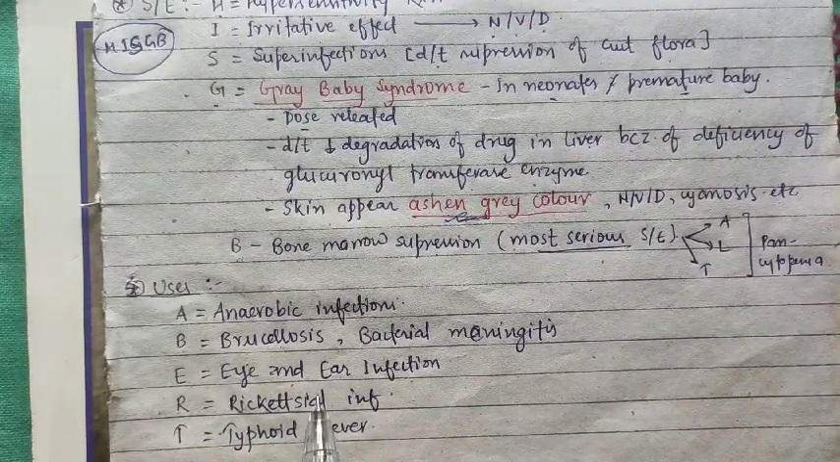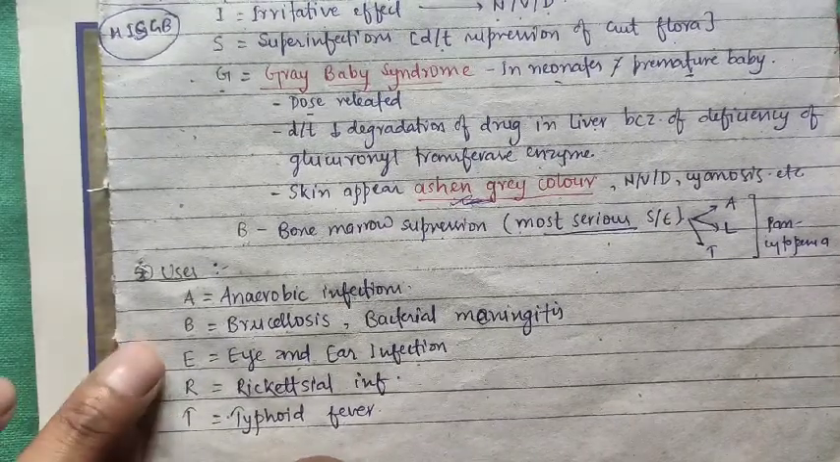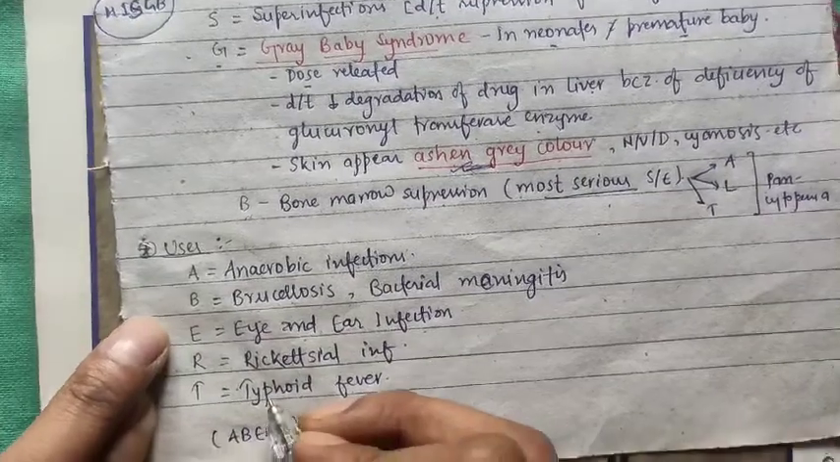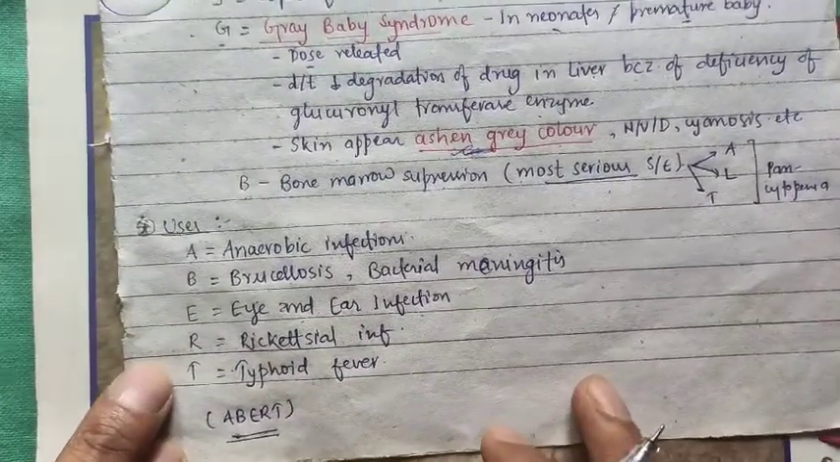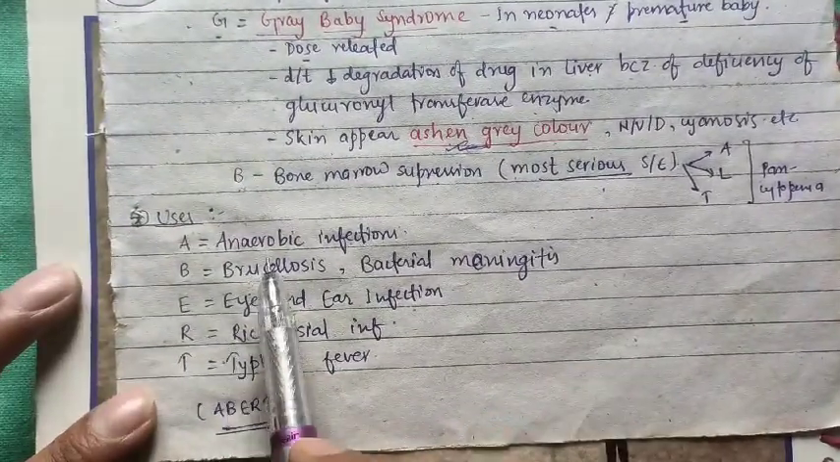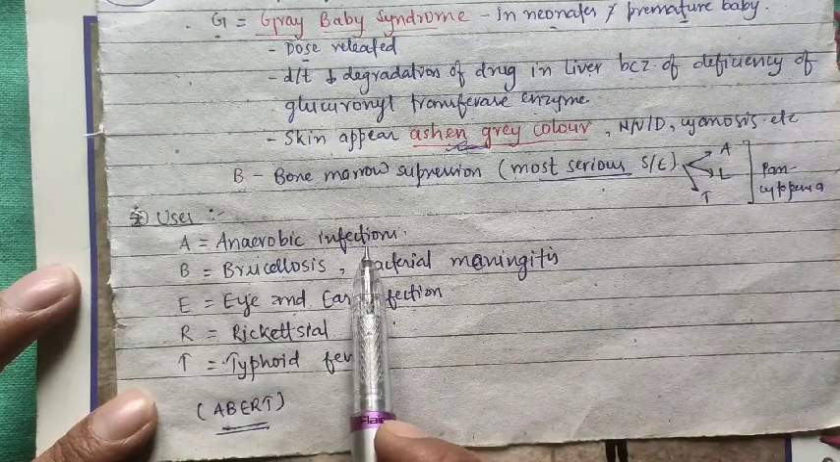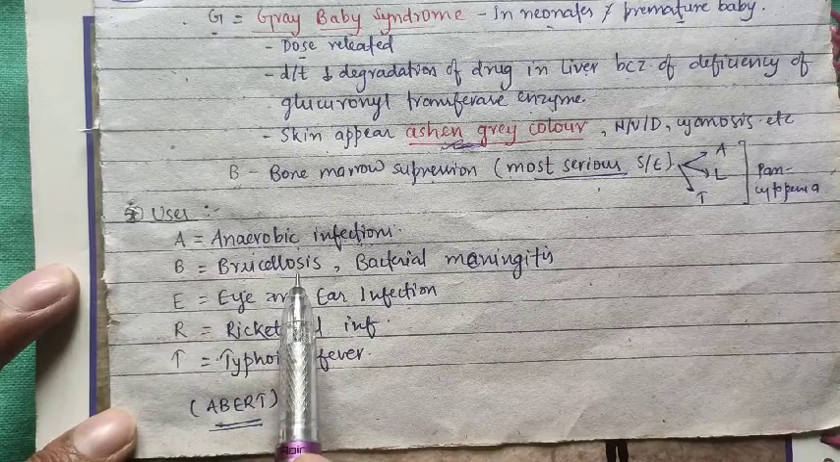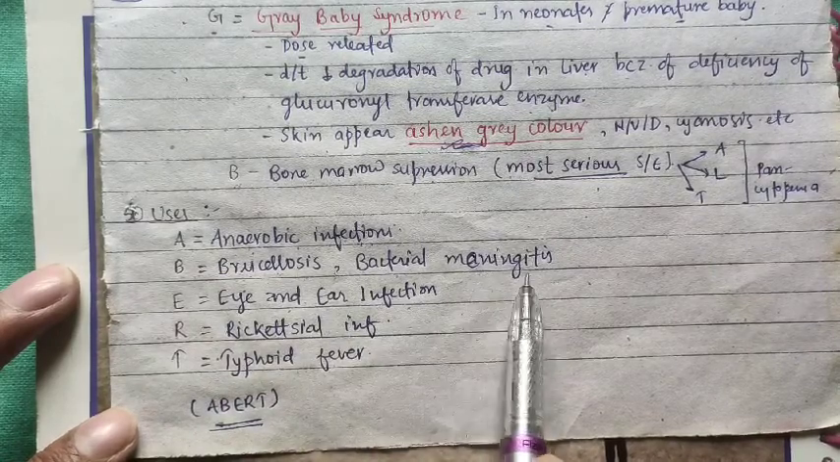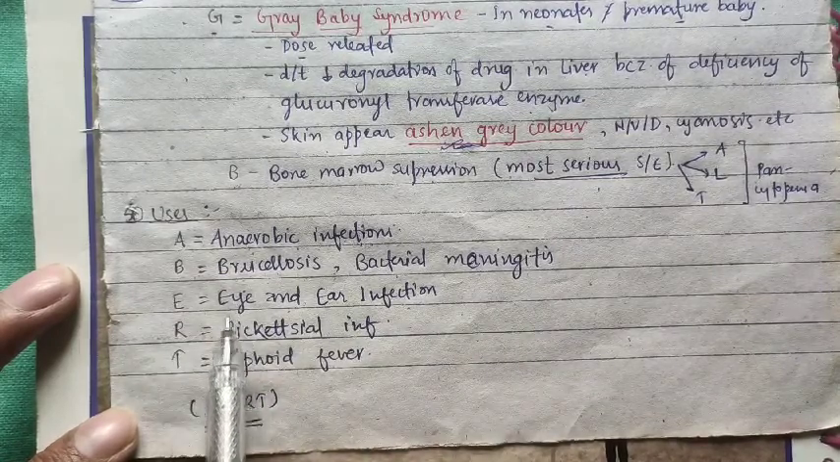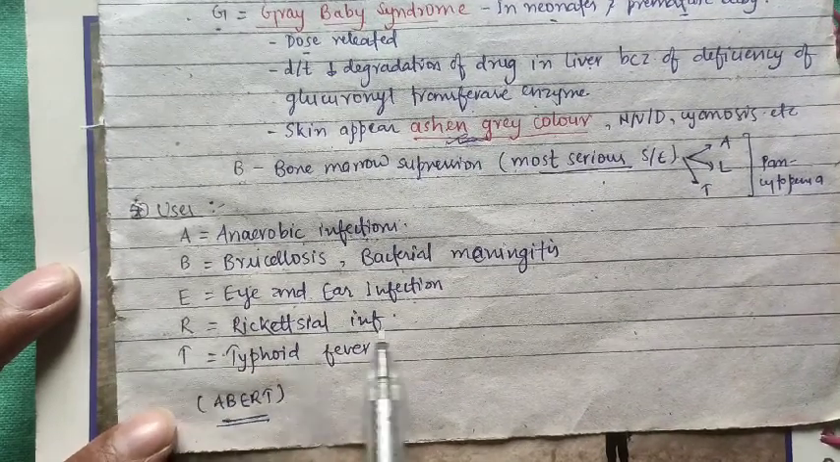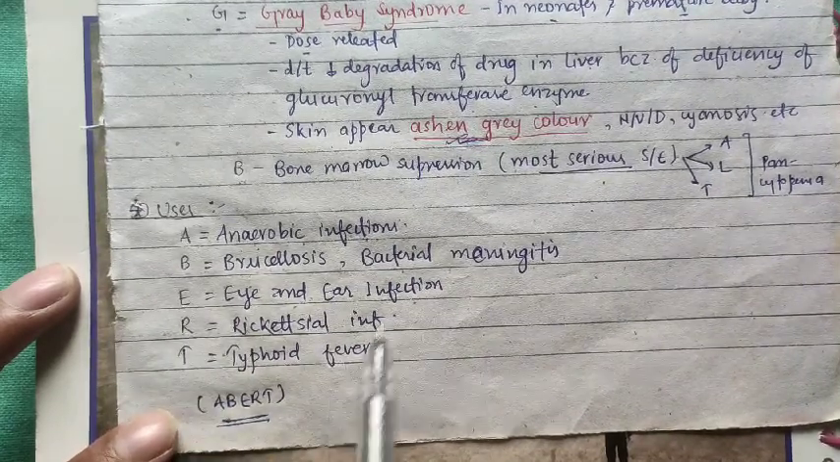Now the uses. There is a very important trick you can use to remember them: ABERT. Here A stands for anaerobic infections. B is for brucellosis and bacterial meningitis. E stands for eye and ear infections. R is for rickettsial infection, and T is for typhoid fever.